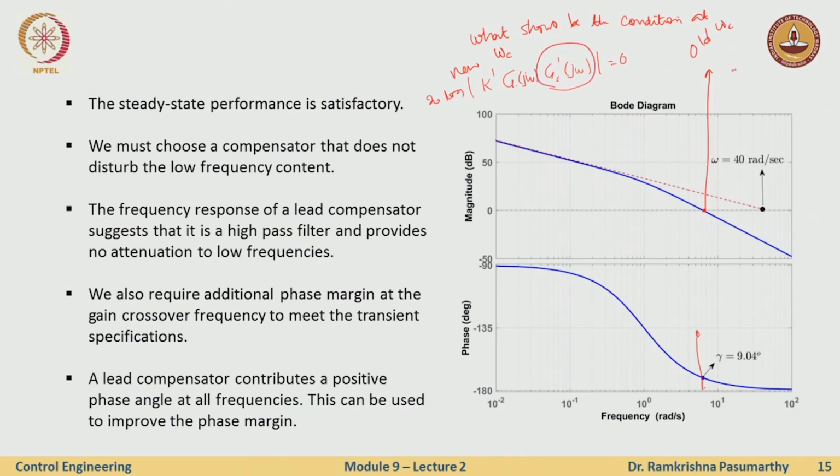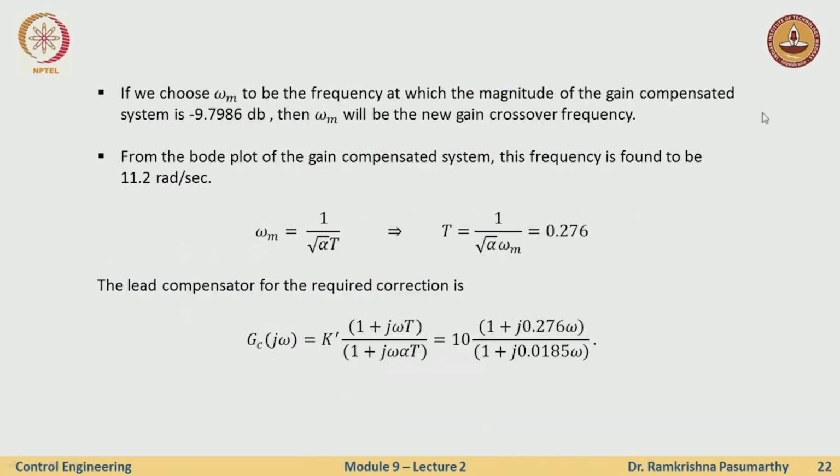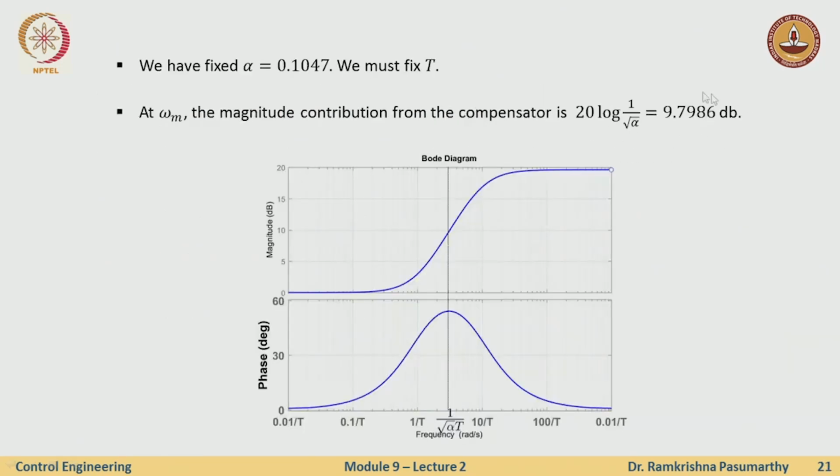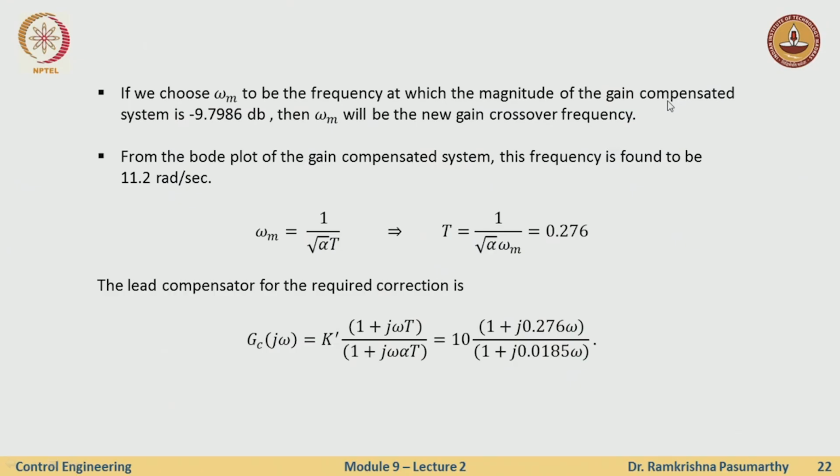I can just compute it by 20 log 1 over square root of alpha. So, if this is my 20 log square root of alpha, say this is 9.7 here, then this is the new frequency which I will choose, because at this frequency the magnitude of G by itself, this entire K times G, is negative of 9.7, and what I am adding to this negative of 9.7 is now a positive of 9.7 which comes from the compensator, so that the overall contribution becomes 0, okay.